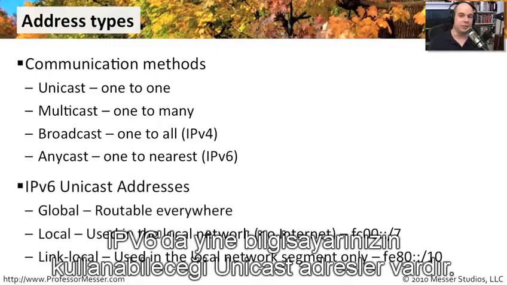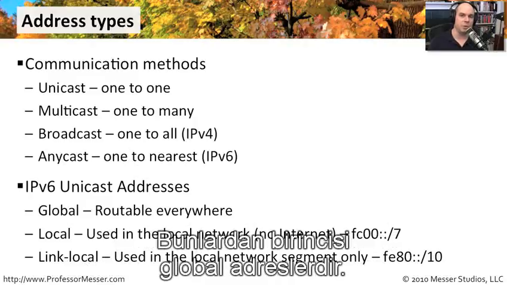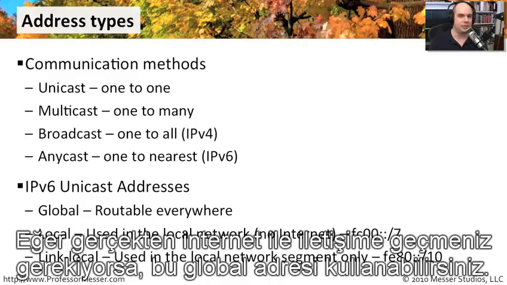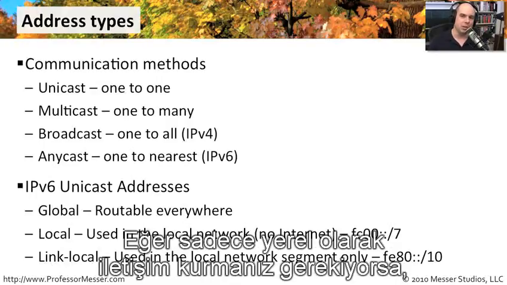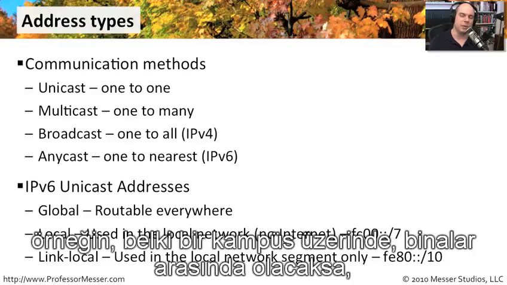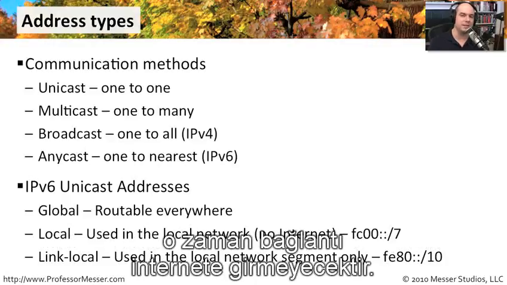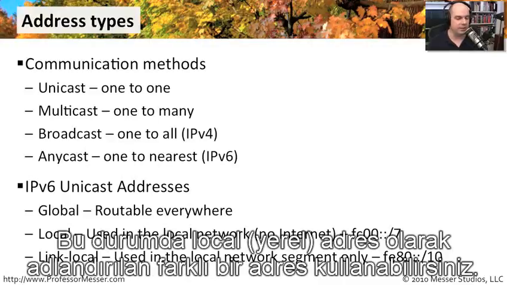In IPv6, there's also a number of unicast addresses that your computer might be using. One is a global address, and that's the address you would use if you really did need to communicate out to the internet. You use that global address, and that's the one that's used when you transmit that traffic. If you just need to communicate locally, maybe on a campus, between buildings, for instance, that communication isn't going to go to the internet. You might use a different kind of address for that called a local address.